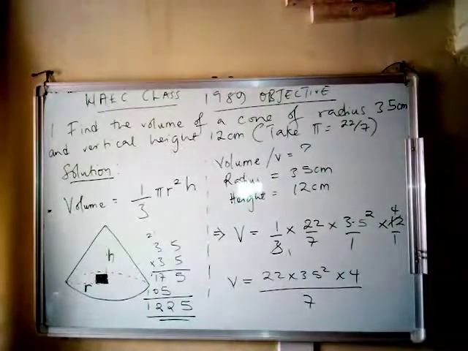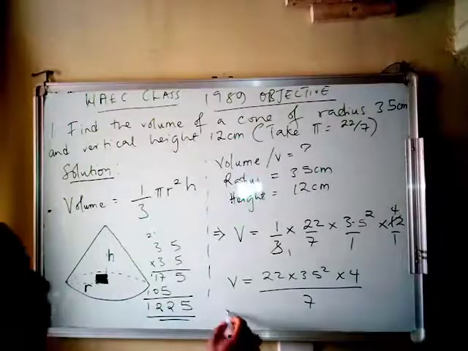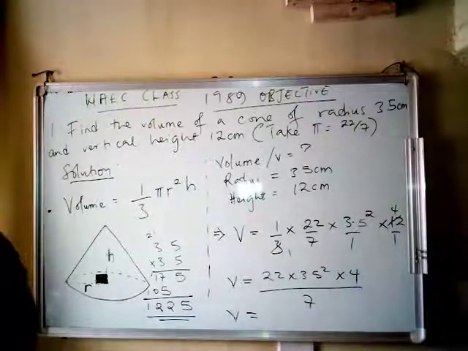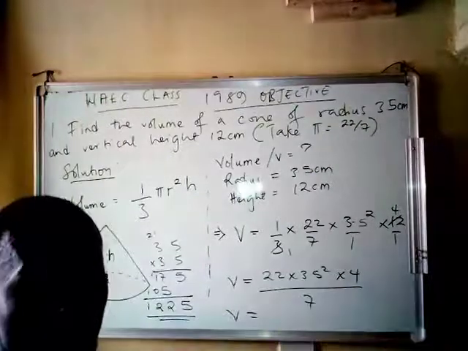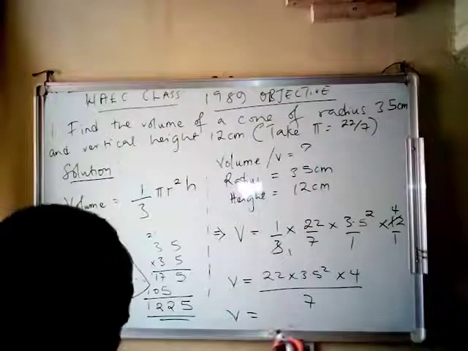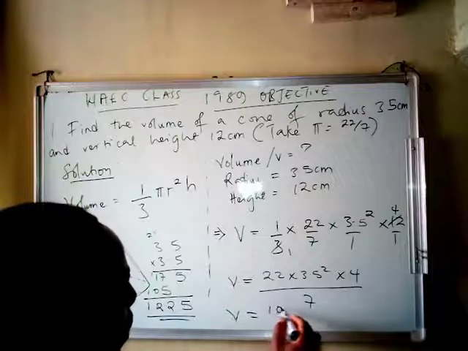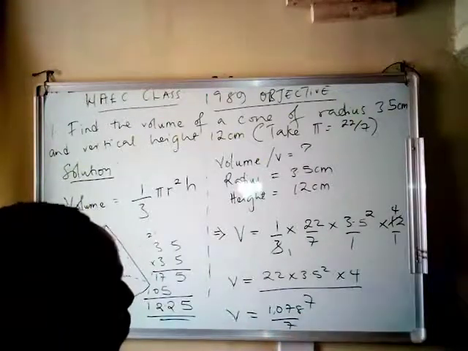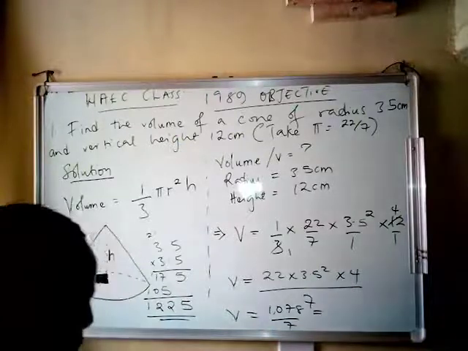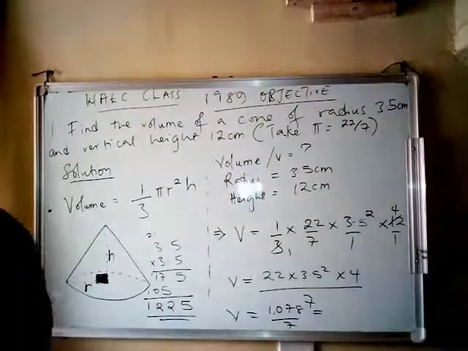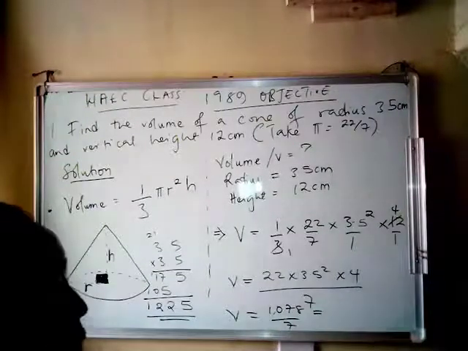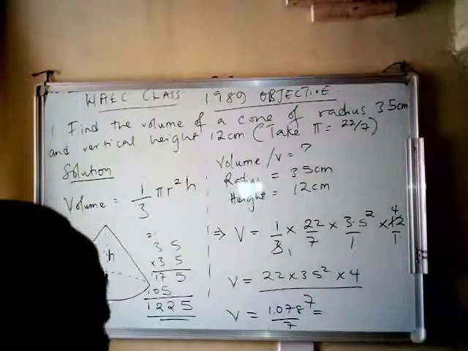I hope you are seeing that. So you have that V is whatever you get by getting this thing all through. So if you multiply everything, you are going to get 1078 over 7. 1078 over 7. I hope you saw that. Alright, so now we need to cancel out.